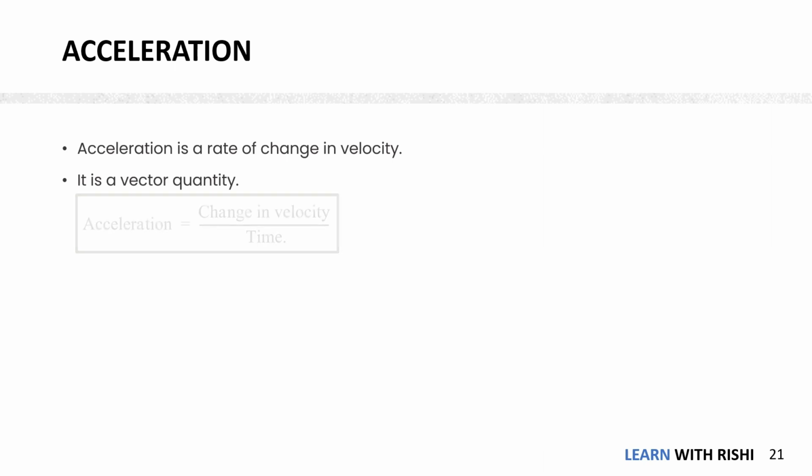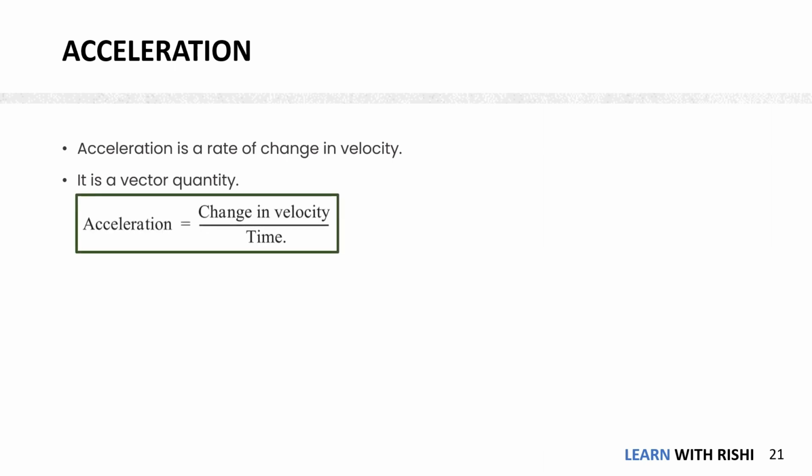Let's start today's subtopic, that is acceleration. So acceleration is nothing but rate of change in velocity. Rate of change in velocity means velocity change upon time. It is also a vector quantity as velocity is a vector quantity. So the formula of acceleration becomes change in velocity upon time.